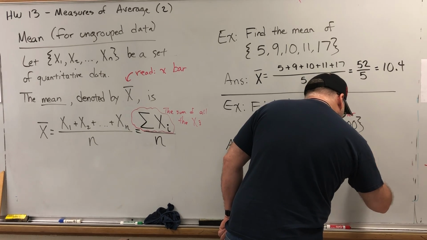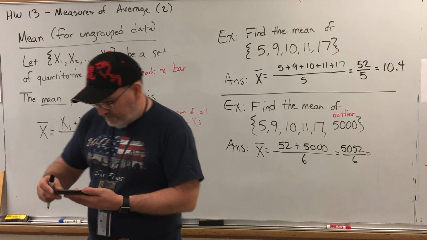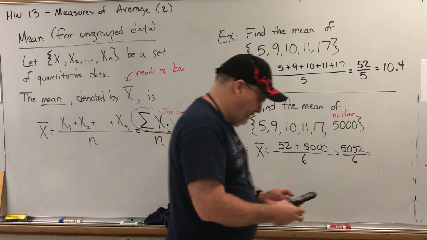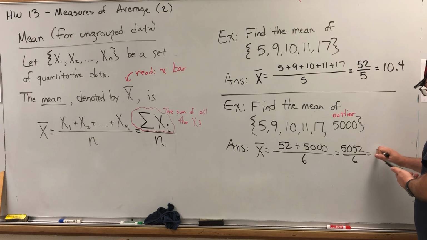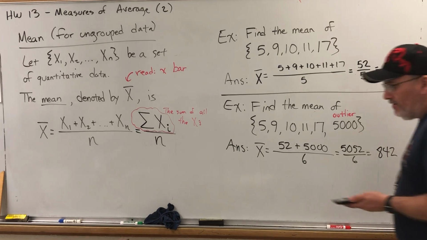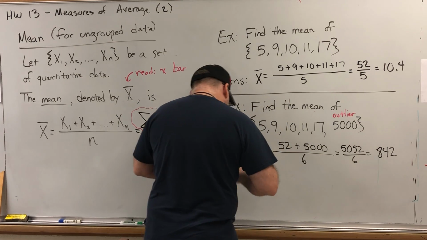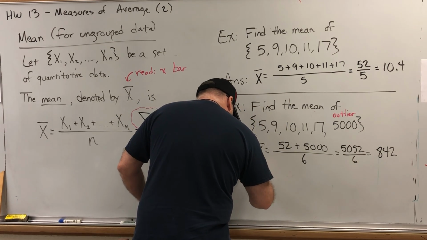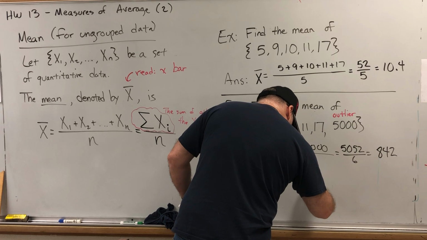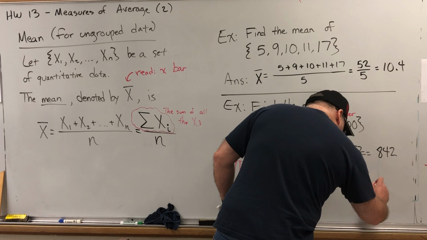So this is 5,052 divided by 6, which is a lot larger than 10. Let's see what it equals. 5,052 divided by 6 is exactly 842, which is a lot larger than the mean without the outlier. So what point am I making here? The point I'm making is the mean is heavily influenced by outliers.